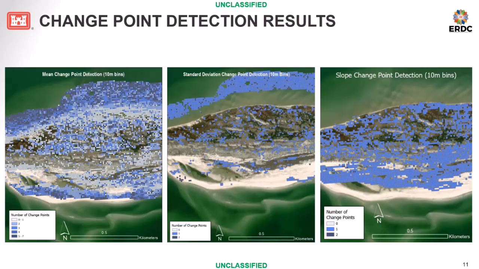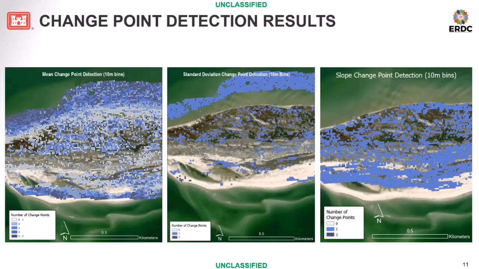So the mean analysis shows a change count for each bin where the elevation shifted, either increasing or decreasing overall. Standard deviation shows a change count for each bin where the elevation change shifted in its predictability. And the slope change point analysis shows the change counts of where the elevation shifted from increasing to decreasing.